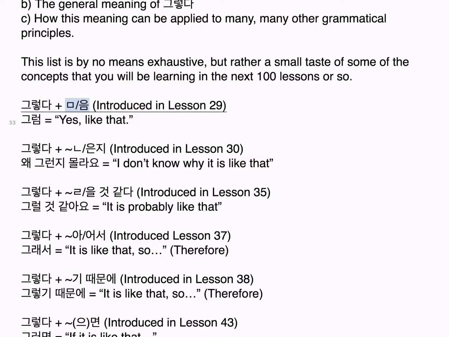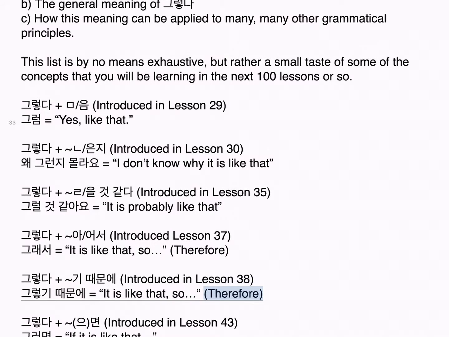그렇다 plus, introduced in Lesson 29. 그럼. Yes, like that. 그렇다 plus 는지, introduced in Lesson 30. 왜 그런지 몰라요. I don't know why it is like that. 그렇다 plus ㄹ 것 같다, introduced in Lesson 35. 그럴 것 같아요. It is probably like that. 그렇다 plus 아/어서, introduced in Lesson 37. It is like that, so, therefore. 그렇다 plus 기 때문에, introduced in Lesson 38. 그렇기 때문에. It is like that, so, therefore.